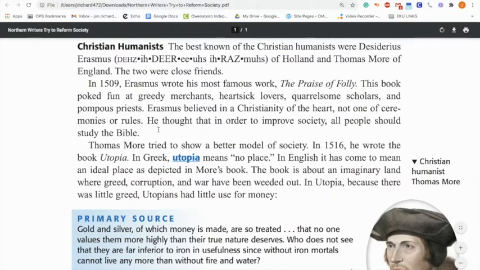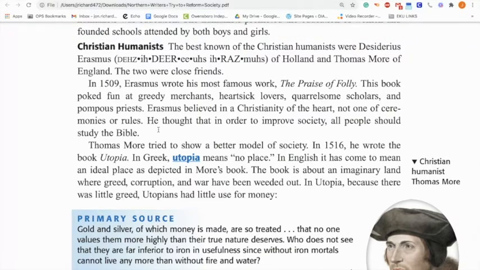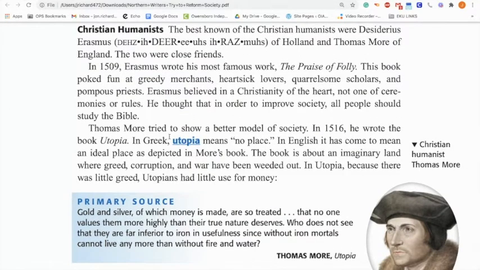So this is a challenge to the church, and they're trying to change church and religion by saying that everyone should learn from the Bible, not just priests, not just people in power, not just men, but everyone should learn from the Bible.